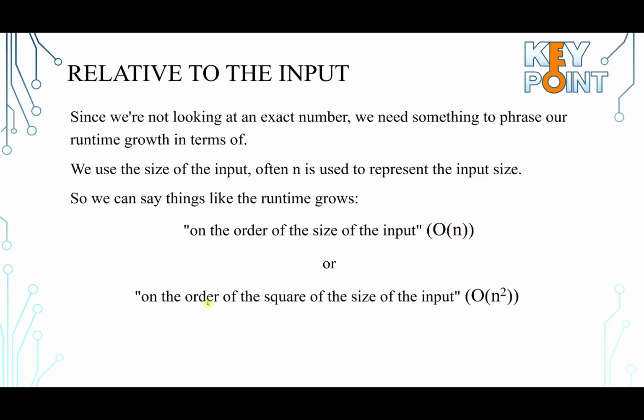Okay, so relative to the input, since we are not looking at the exact number, we need something to phrase our runtime growth in terms of. This is where we chose the Big O notation, because if I have a Big O of n, then I'd say it's on the order of the size of the input n. If I have n squared, then it's on the order of the square of the size of the input, not just the size of the input. Now the square or the cube and so on.